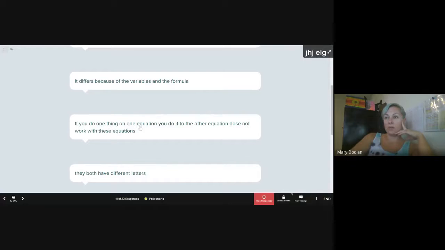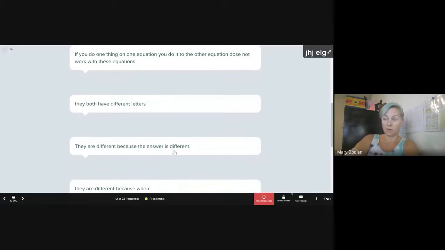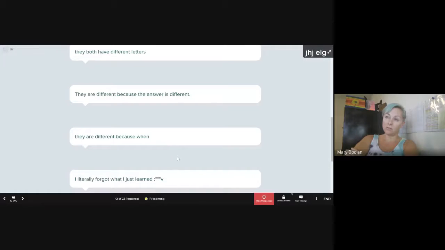If you do one thing on one equation, you do it to the other equation, does not work with these equations. Actually, it does. So like whatever you do to one side of the equation, you should do to the other side of an equation. Doesn't matter if it's a specific equation or a literal equation. That is always true. You do want to do that. They both have different letters. They are different because the answer is different.